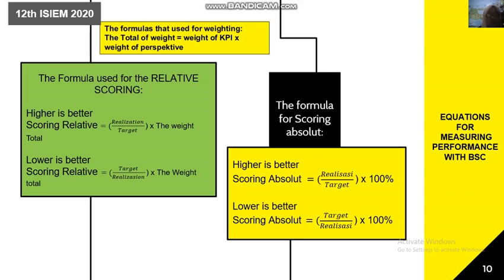The equations for measuring performance with BSC. This is the formula used for weighting. These are the formulas used for the relative scoring, and these are the formulas used for the absolute scoring.